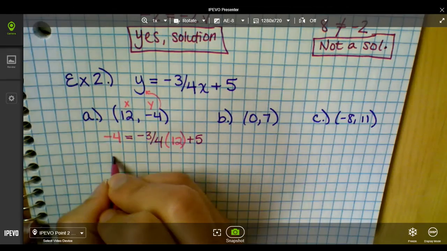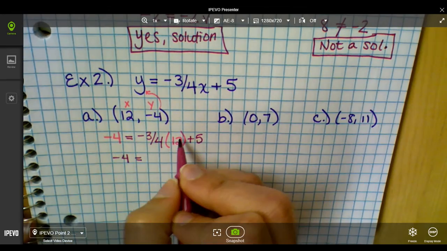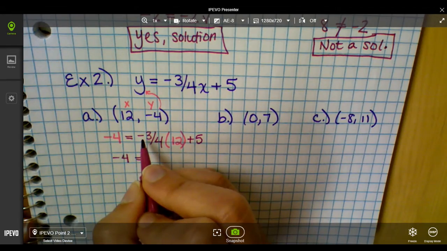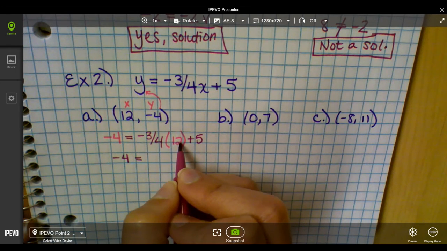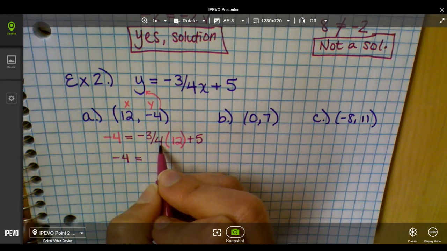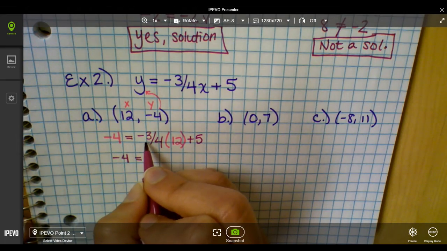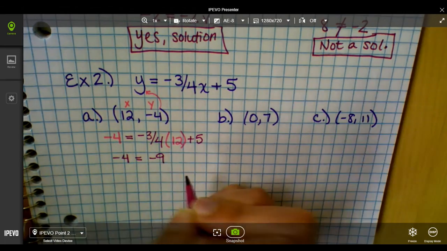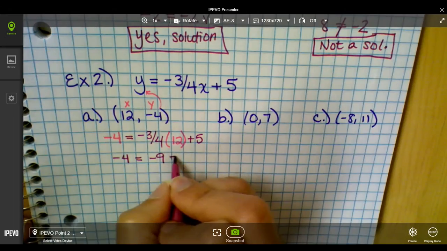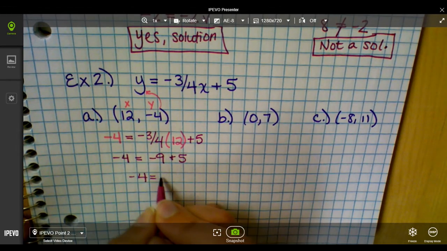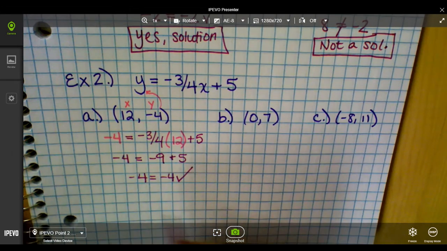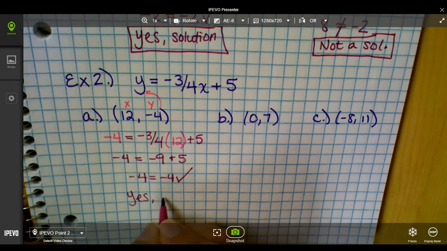So now I have -4. So again, when I have a whole number times a fraction, if I can do this whole number divided by the denominator, I'd like to do that first. So 12 divided by 4 is 3, and then I can multiply by the numerator. 3 times -3 is -9. Just makes my life a little bit easier in my head. And then I add the 5. So -4 does indeed equal -4. So yes, this is a solution.